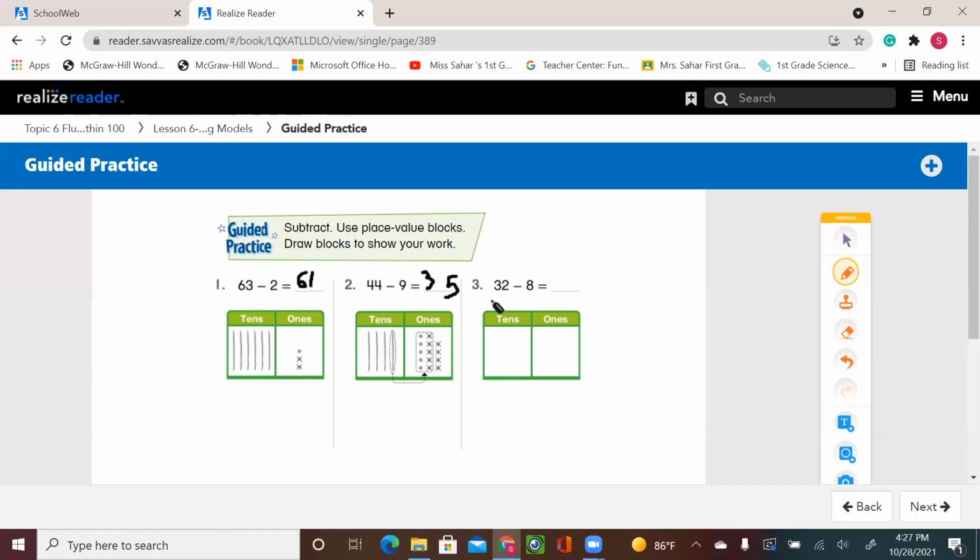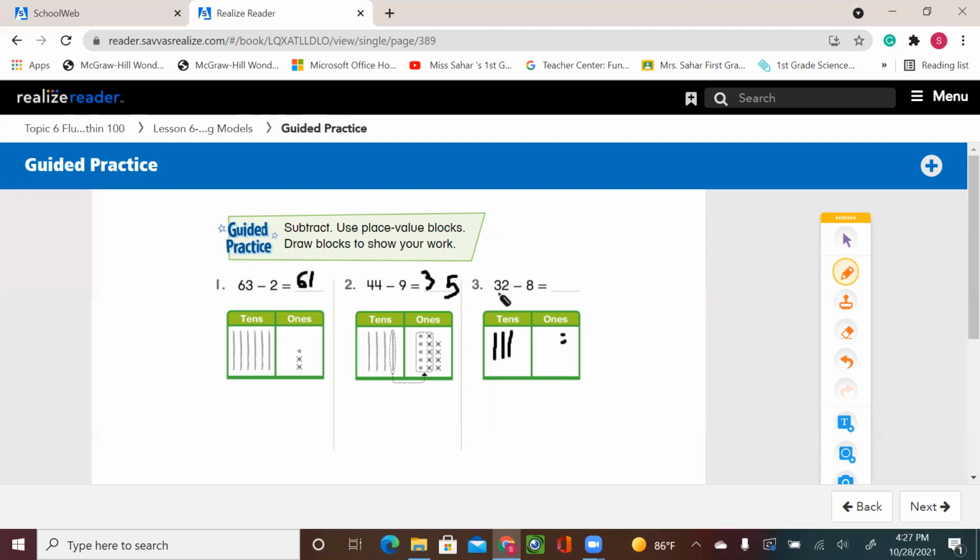All right, let's go for number 3. 32 minus 8. So 32 means 3 tens. I'm going to draw a line to represent each 10, 3 lines, and then I'm going to have 2 ones.